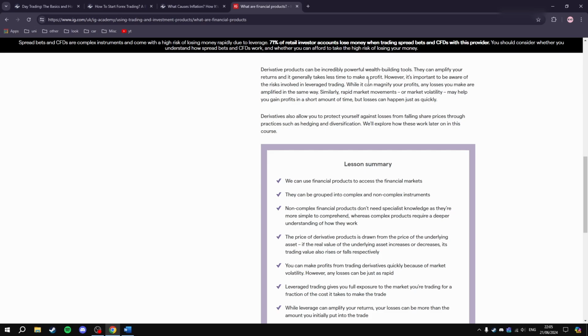However, it's important to be aware of the risks involved in leveraged trading. While it can magnify your profits, any losses you make are amplified in the same way. Similarly, rapid market movements or market volatility may help you gain profits in a short amount of time, but losses can happen just as quickly.